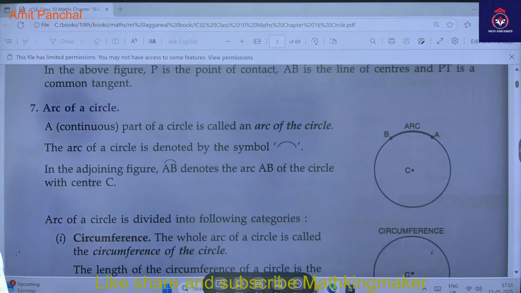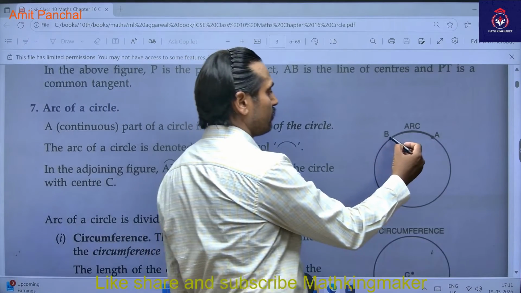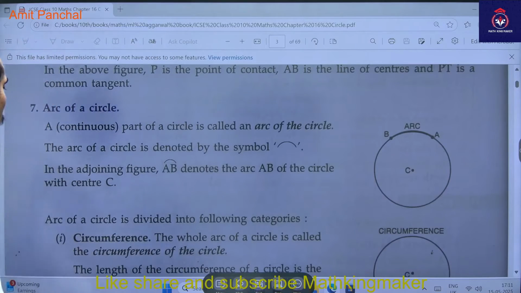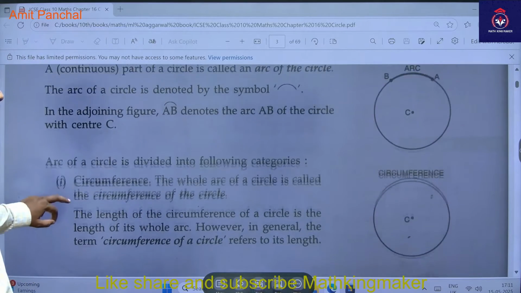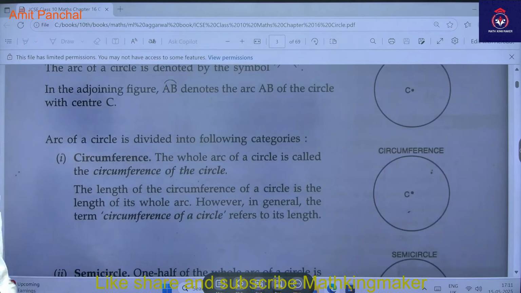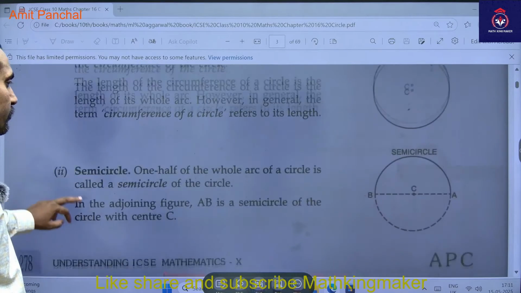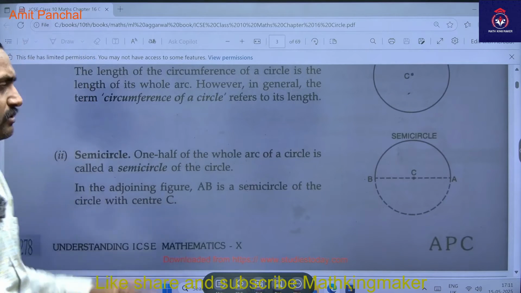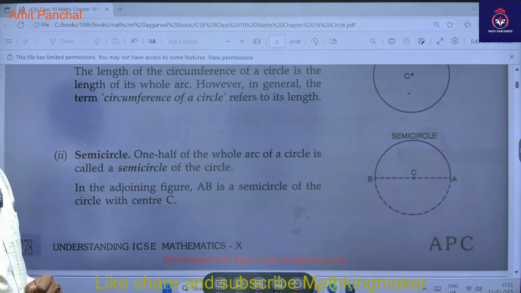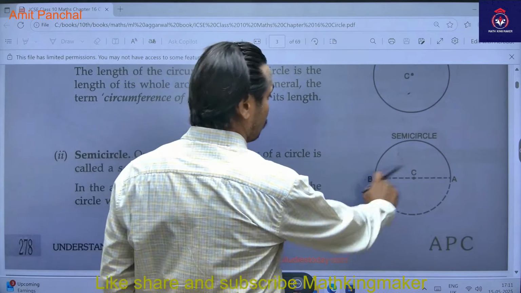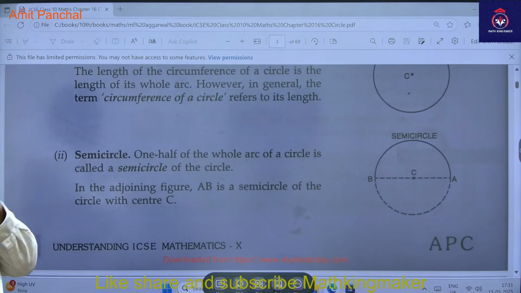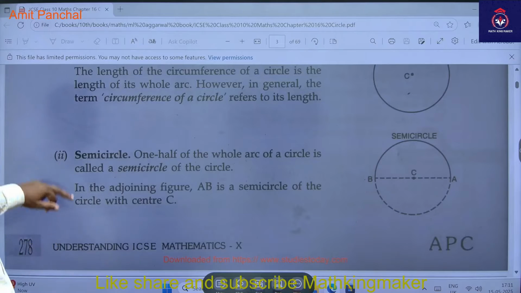Arc of a circle: a part of the circumference is an arc of the circle. Circumference is the entire boundary of the circle. Semicircle: if a circle is cut into two equal parts, that is said to be a semicircle. If a cut is made along the center, along the diameter, it divides the circle into two equal parts and each part is said to be a semicircle.